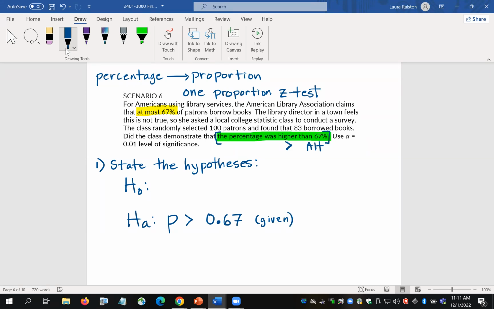The null, remember, always contains equal and would be the exact opposite. So it would be less than or equal to the 67%.